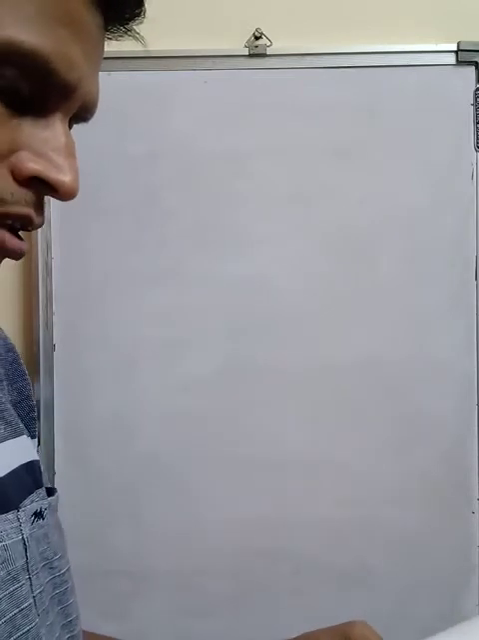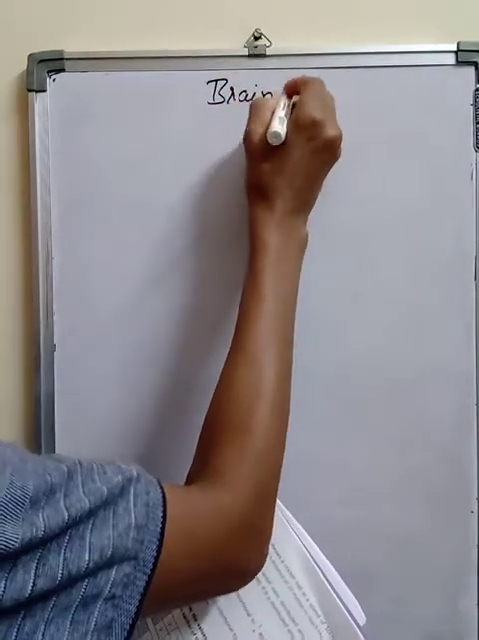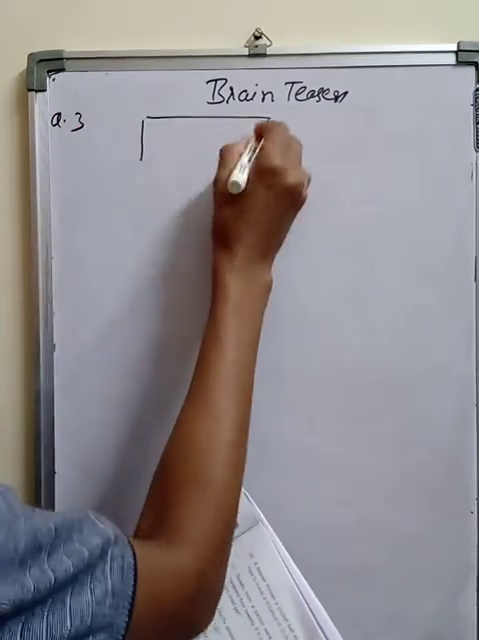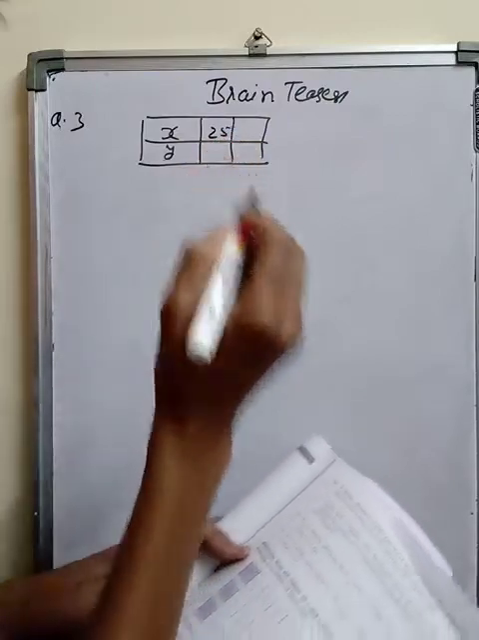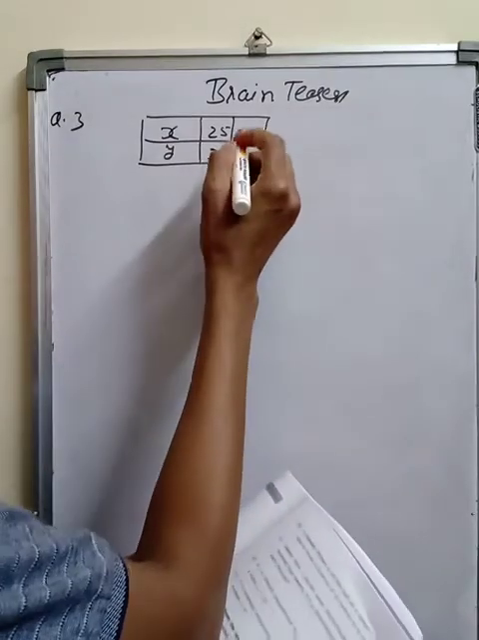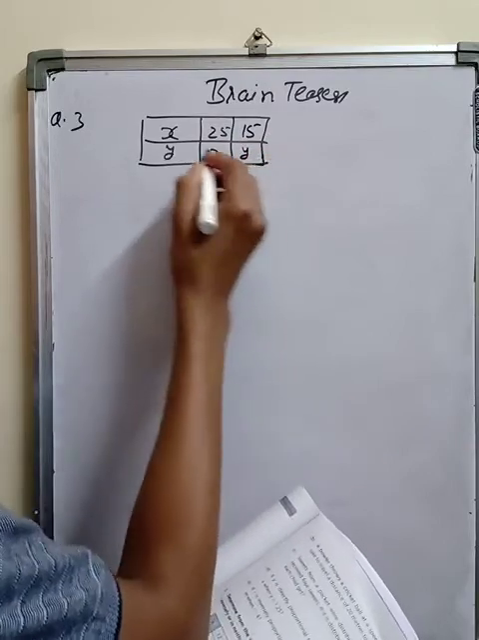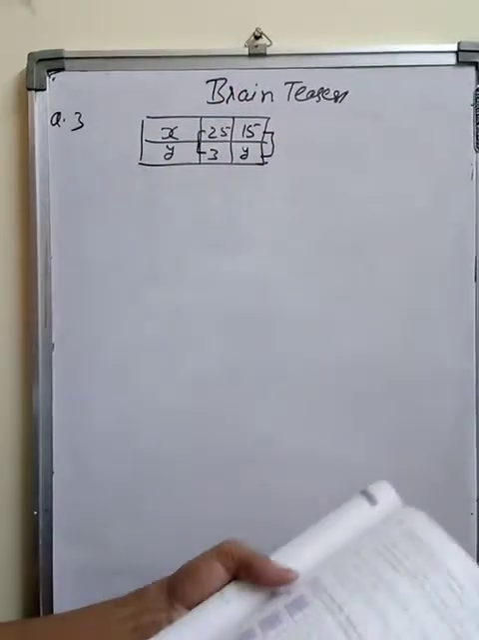Question number 3. If x and y vary inversely, this is Brain Teasers question number 3. So simply we will draw a chart and put the values of x and y, whatever is given. This is 25, this is 3, and find y when x is 15. So x is 15, we have to find the value of y. This is the inverse variation. By this way you can find the value.